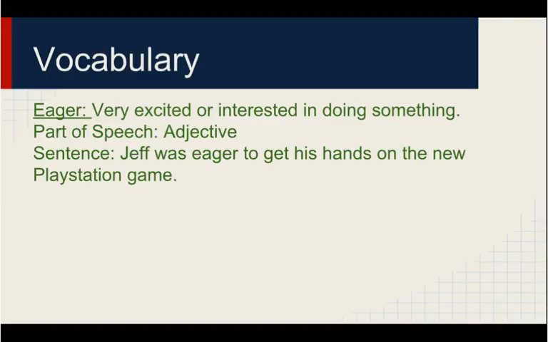Eager means very excited or interested in doing something. It is an adjective. Jeff was eager to get his hands on the new PlayStation game. That means he was excited, he wanted to get it, he was ready.